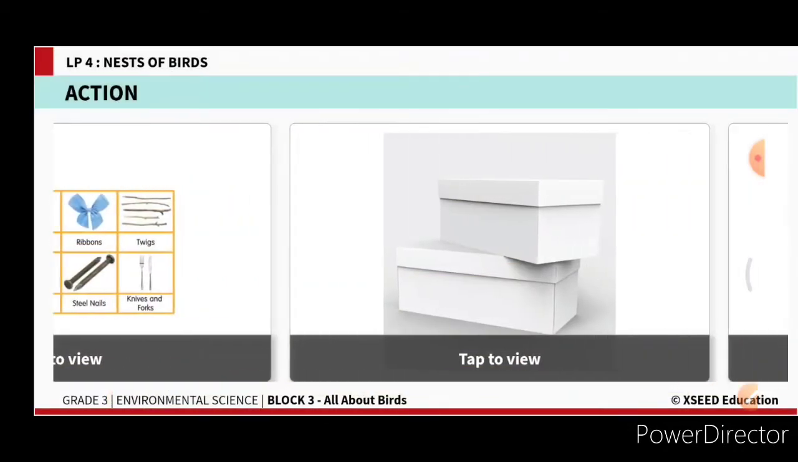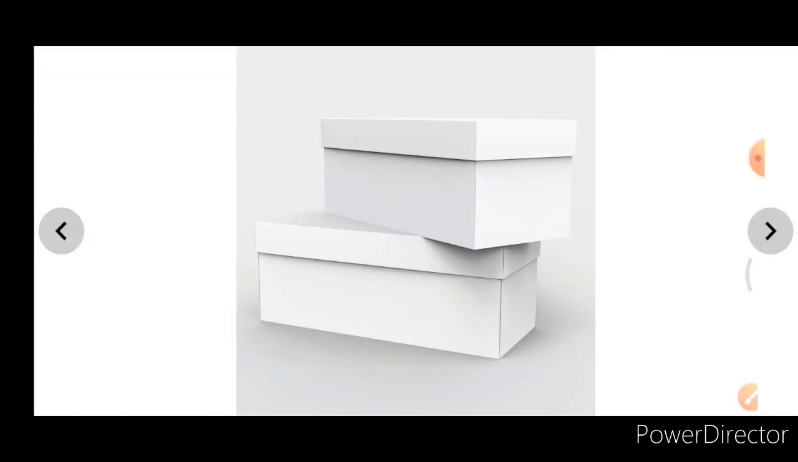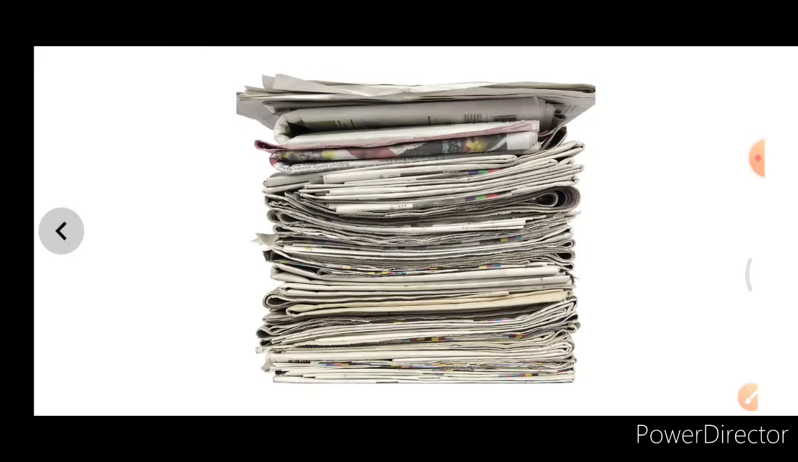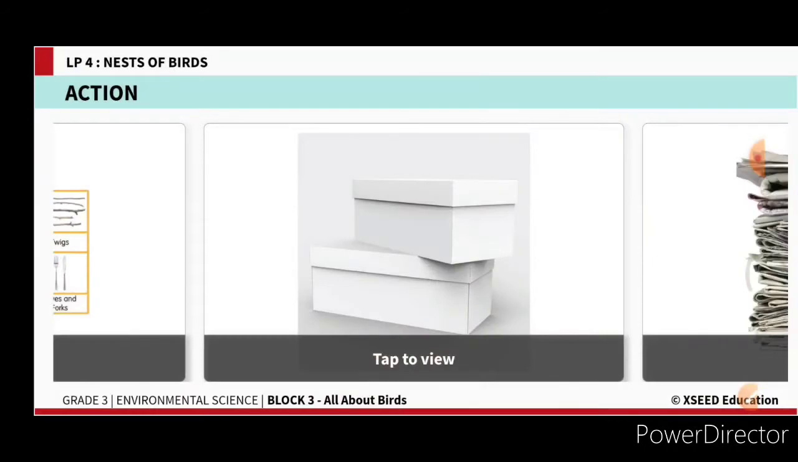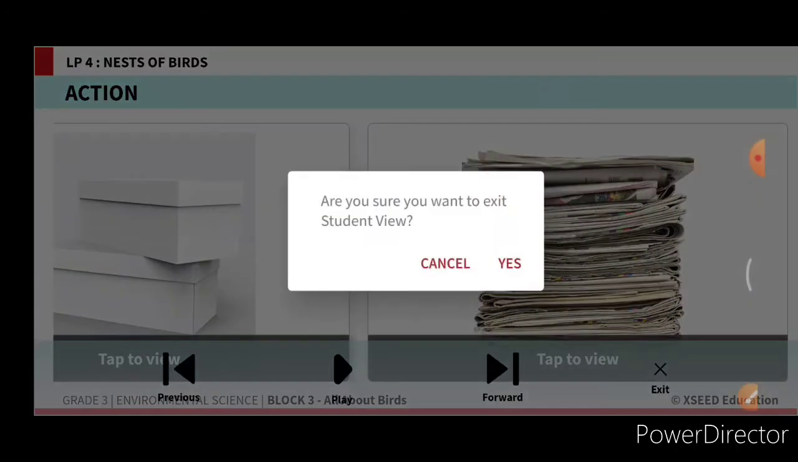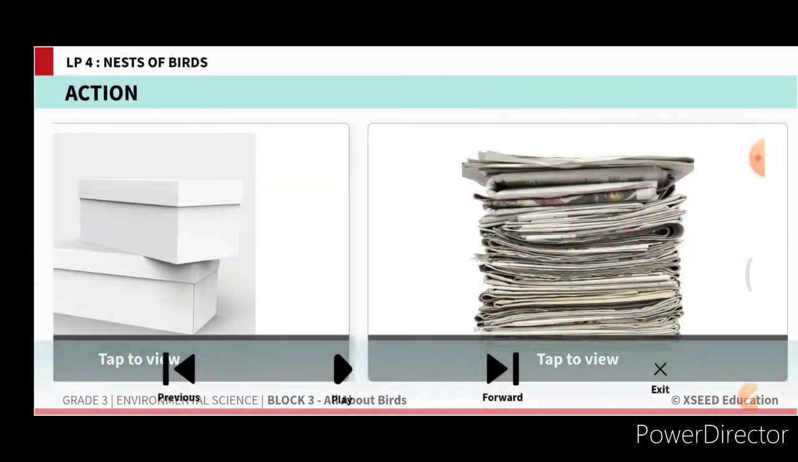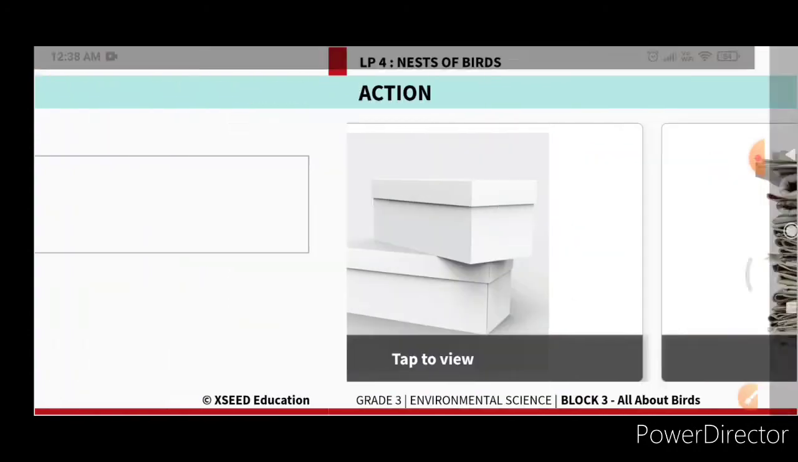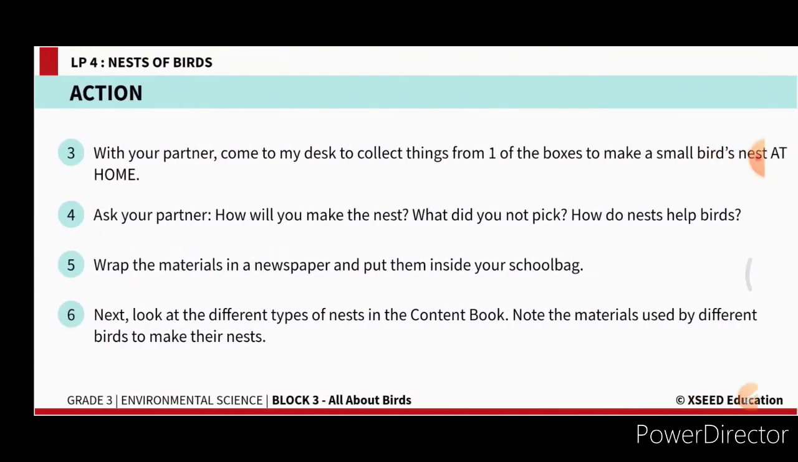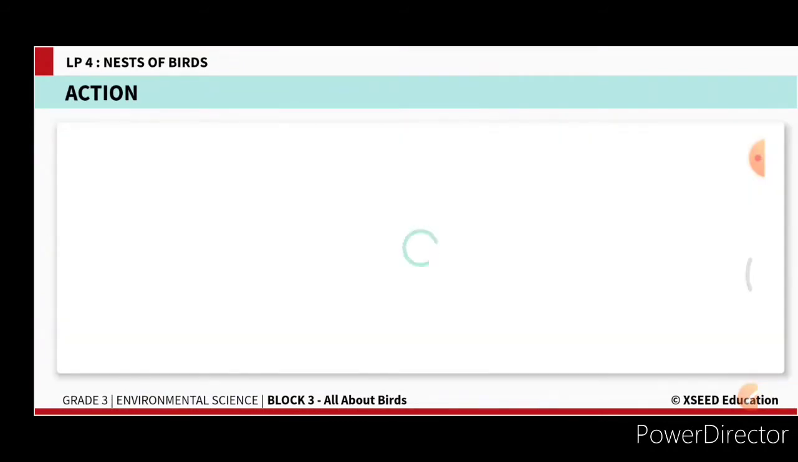Let's move ahead. What do you see here? This is a big cardboard box, right? Here, newspapers, right? Just a minute. Let us watch this video.